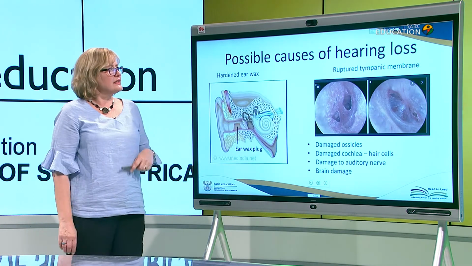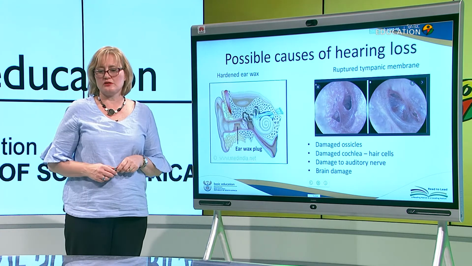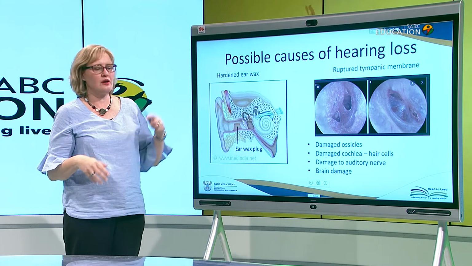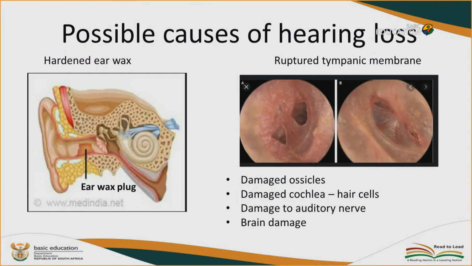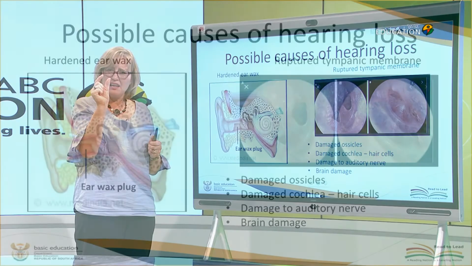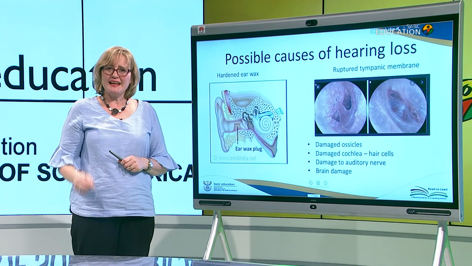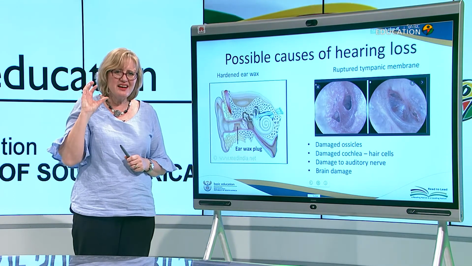Right, now we get possible causes of hearing loss. The first one is hardened earwax. This is a horrible thing to happen. Sometimes it happens when you take these earbuds and you fiddle too much in your ear. That's what happened to me one year. It's like a plug that forms in your auditory canal, and it blocks the sound waves, so you can't hear nicely.